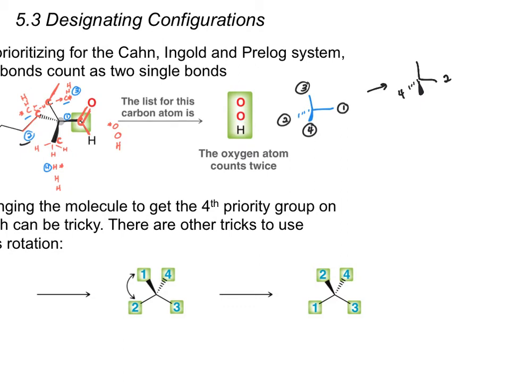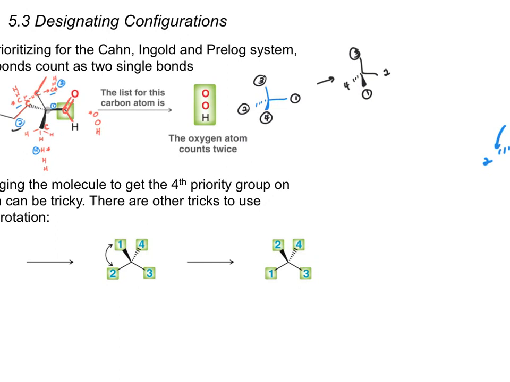So 4, 2, and then 1 will be here, and then 3 will be here. Okay? Now, for me, that's very difficult to do, and I don't like to do that. I don't like to manipulate things in space. So there is another trick that we can use that will ensure that you get the correct configuration, and it ensures that 4 goes onto the dash, okay?